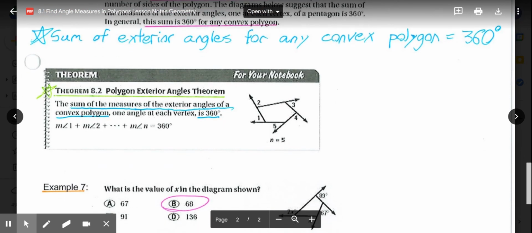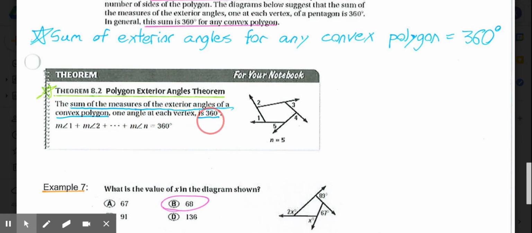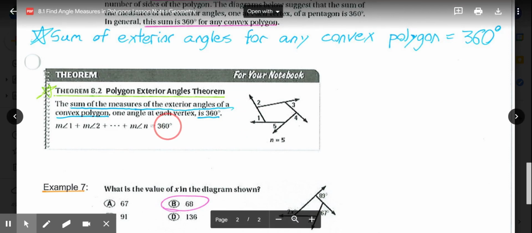And so that gives us theorem 8.2, polygon exterior angle theorem, which says, just like I said, the sum of the measure of exterior angles of a convex polygon with one angle drawn at each vertex is 360 degrees. So if we look at this being our pentagon on the interior, our exterior angles, one at each vertex, would be angle 1, 2, 3, 4, and 5 here. Those angles around the exterior will always add to be 360.